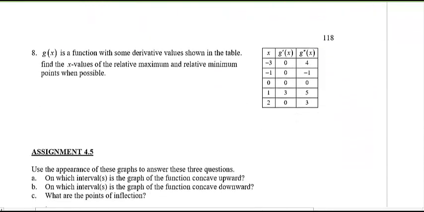Turn the page. Oh, one more. This interesting graph. Like I told you, it's not a graph, sorry. Interesting table. AP loves to give you charts with just a limited amount of information. So looking at this chart, I'm asking you that g of x is a function with some derivative value shown. Okay? It says find the x values of the relative maximum and relative minimum where possible.